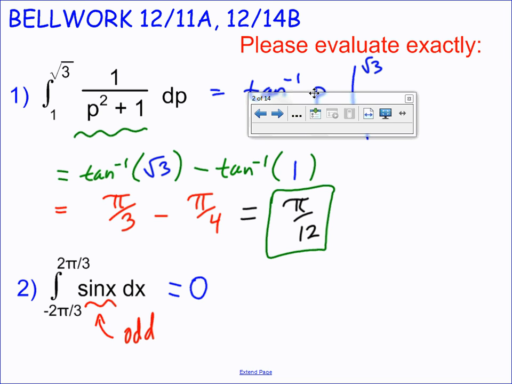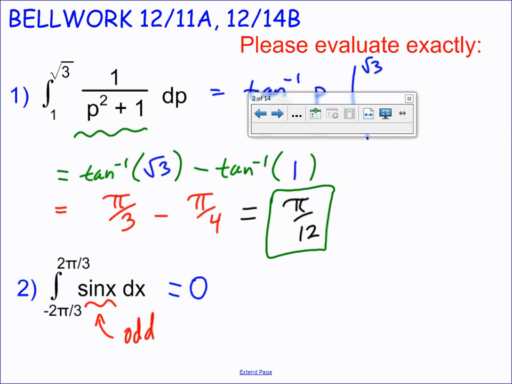Negative cosine evaluated at the upper, right, 2 pi over 3 would be negative 1/2, and then times the negative is positive 1/2, and then evaluate at negative 2 pi over 3, that would be down here, minus negative, opposite of that is 1/2, which gets me back to 0. So either way, we get 0.